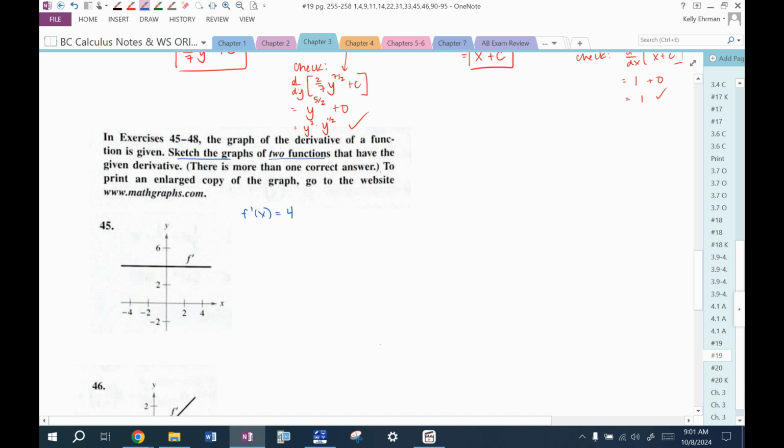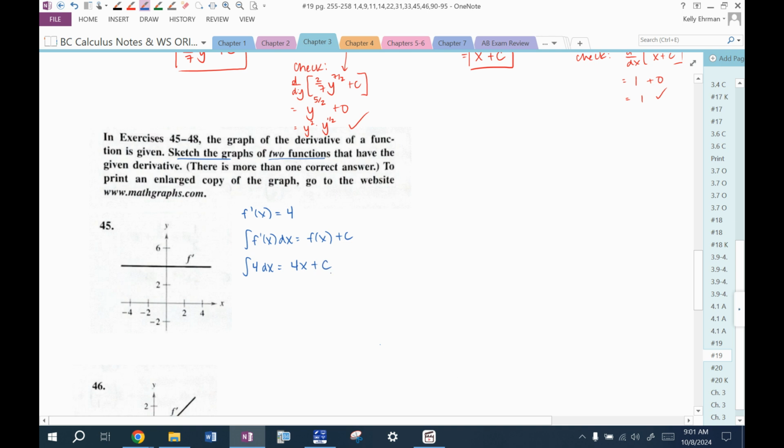So there's more than one correct answer here. What we're trying to say is, all right, the integral of f prime of x dx, that's equal to f of x plus c, right? The integral of the derivative, those operations cancel each other out. You're left with the function itself. So the integral of 4 dx would equal 4x plus c.